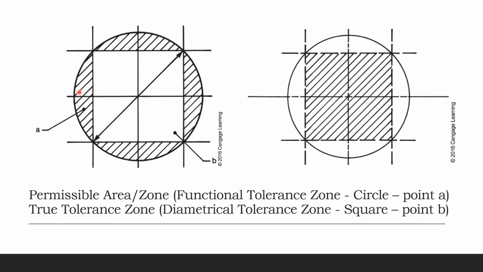So you're seeing 2 different shades. One is white, the other is a shaded area with lines, and there are 2 points right there. The very first one is here, the second one is right there. They're in different locations on this diagram. The first location, with the shaded area, we call the permissible area or permissible zone. In other words, we use the functional tolerance zone.